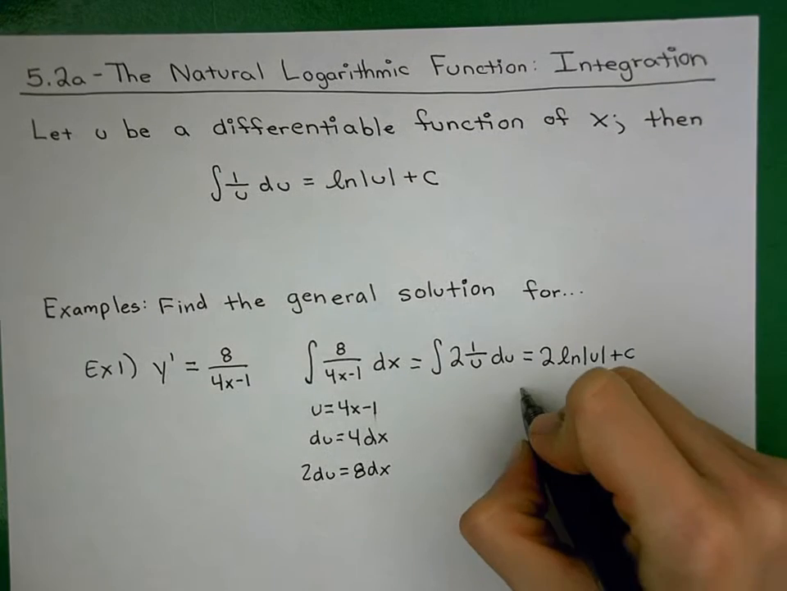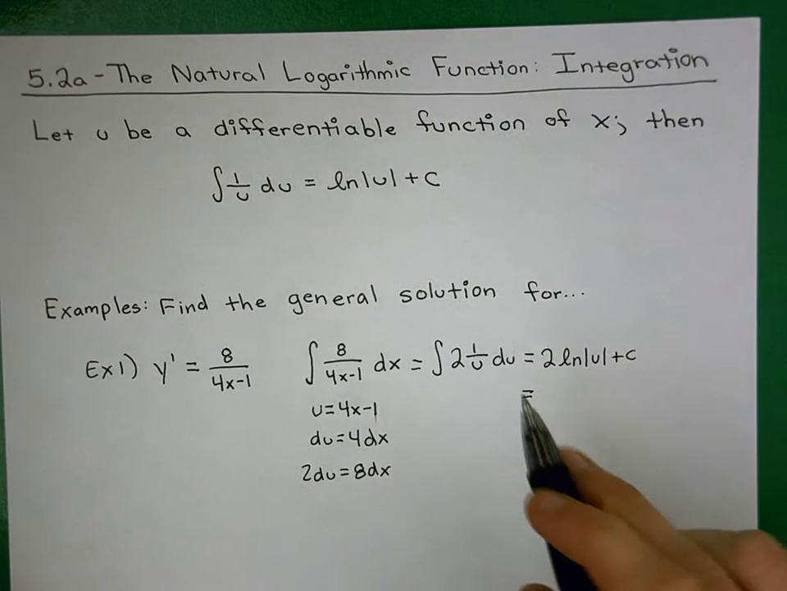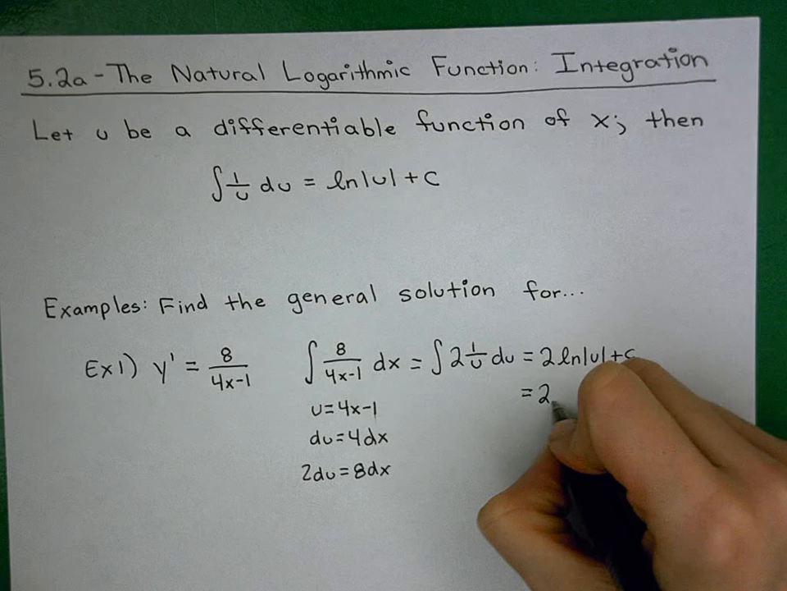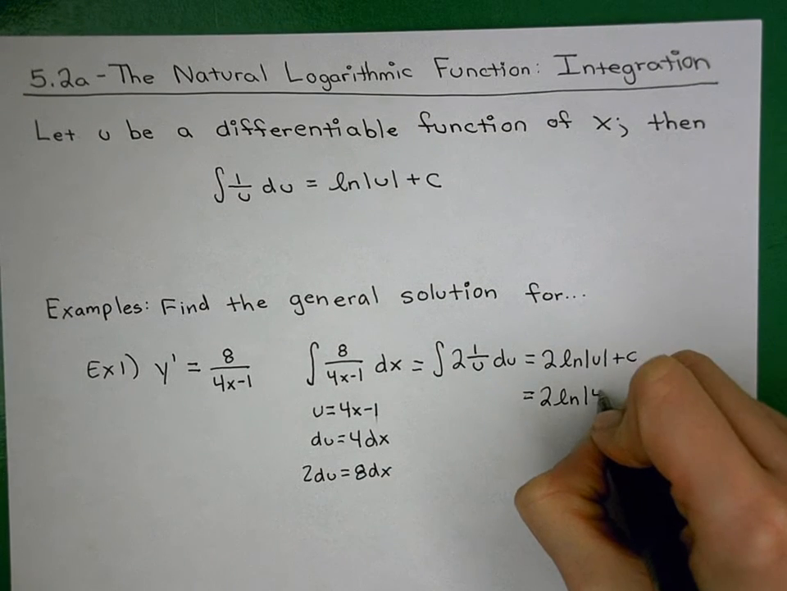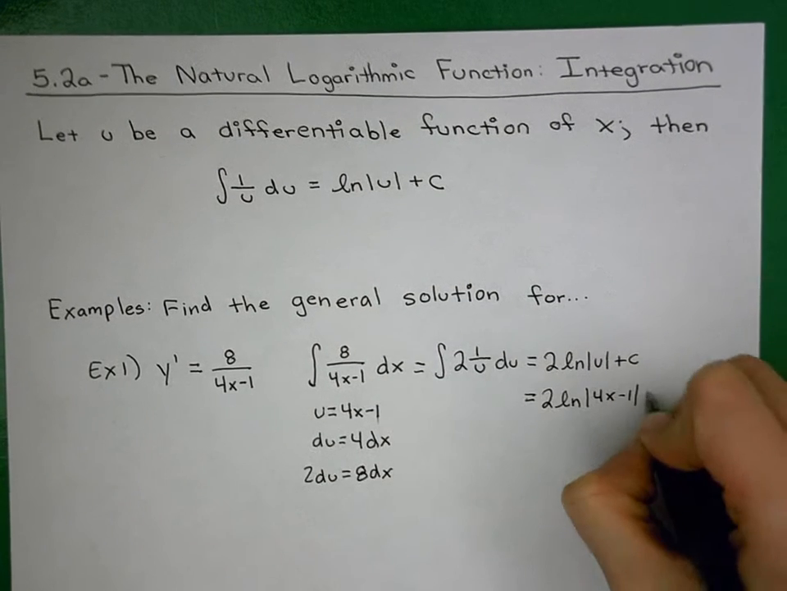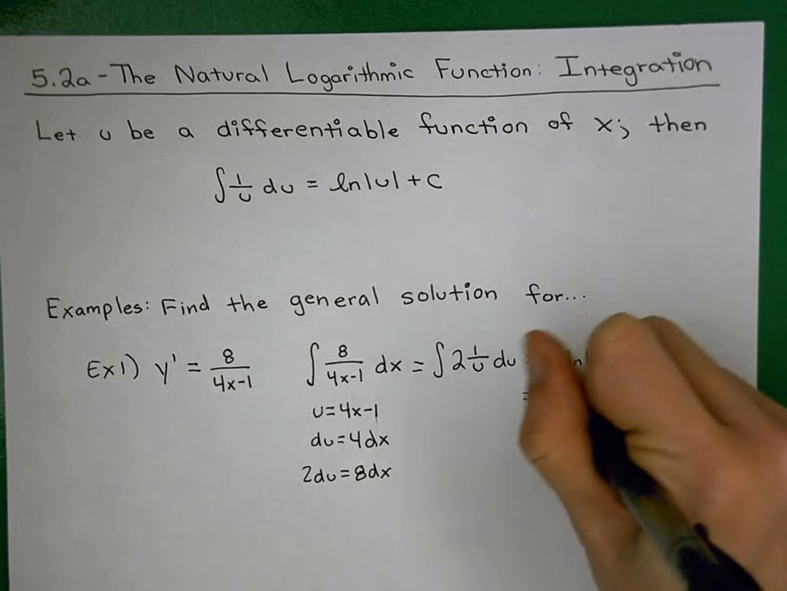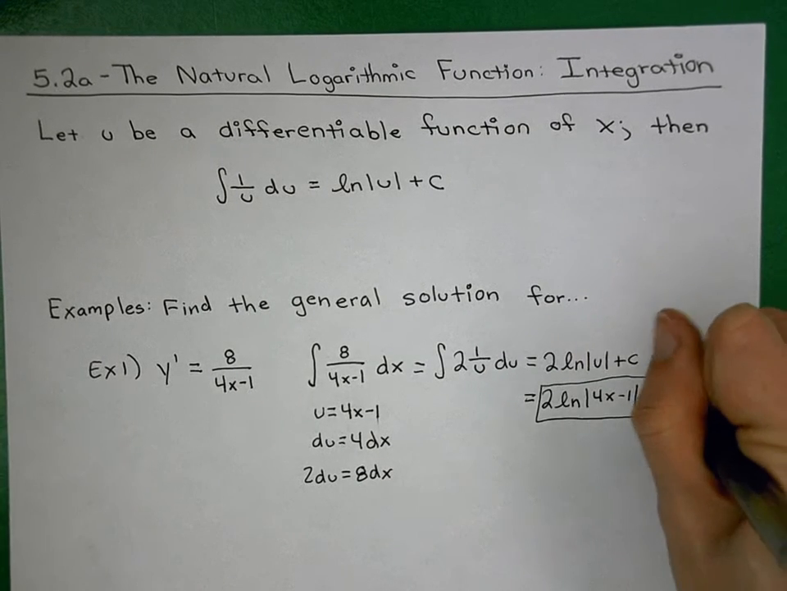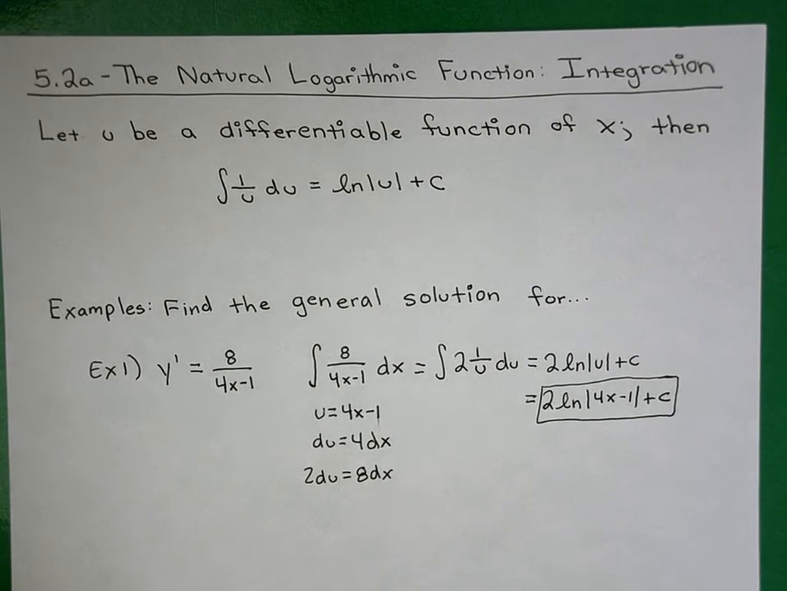Okay? And then because our problem was initially given in terms of x, our answer needs to be in terms of x, and so I am going to substitute back in that 4x minus 1. And there you go. That's your rule. Pretty straightforward. Okay, so let's go ahead and do 2 more.